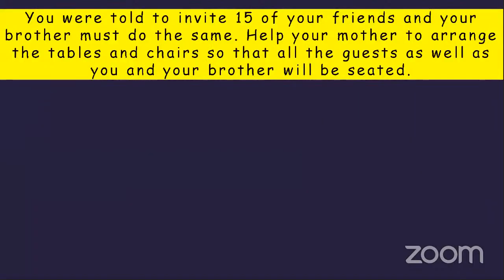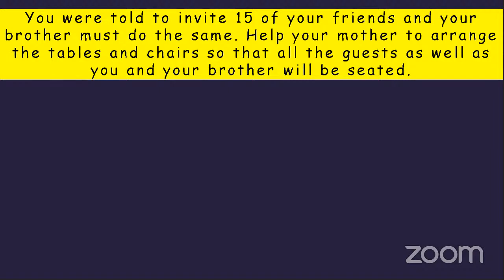All right. So it says that you were told to invite 15 of your friends, and your brother must do the same. So you're inviting 15 of your friends, your brother inviting 15 as well. Help your mother to arrange the tables and chairs so that all the guests, as well as you and your brother, will be seated. So that is the first task that you need to complete. We're going to arrange the tables and chairs so that all the guests and you and your brother will be seated. So we don't need any extra seat for anybody.